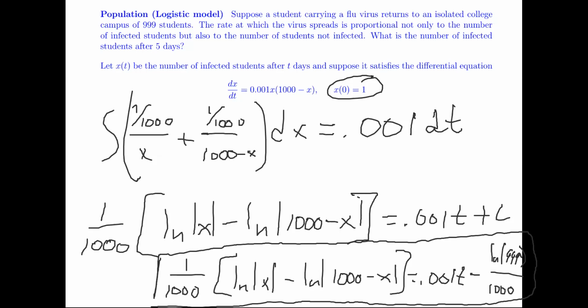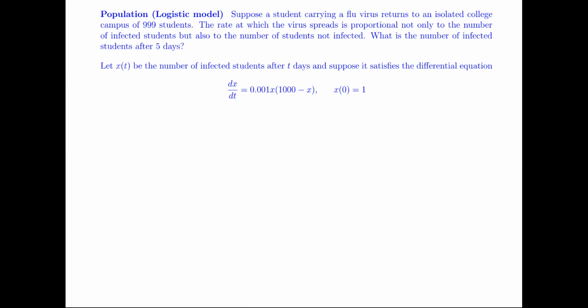Then, if we want to know what is the number of infected students after 5 days, we go back into this equation. You plug in 5 for t, and then you solve this equation for x. And that will be the number of students infected after 5 days. All right, and that ends this video.